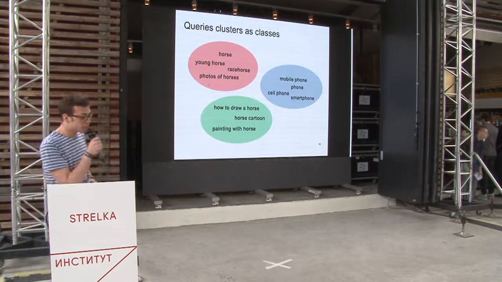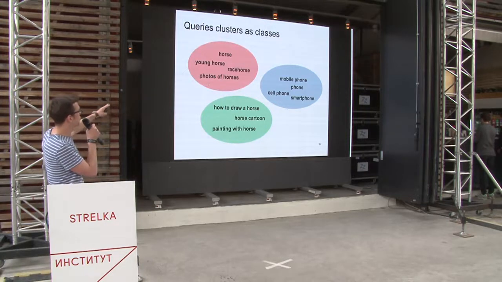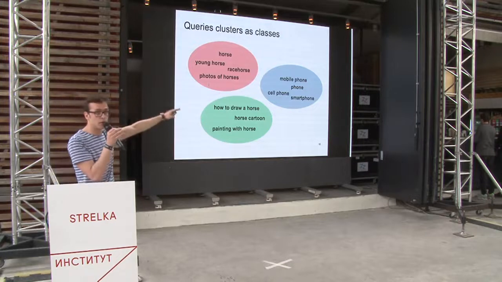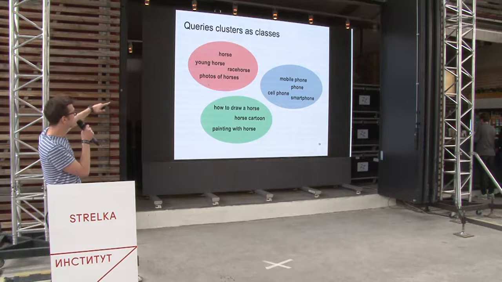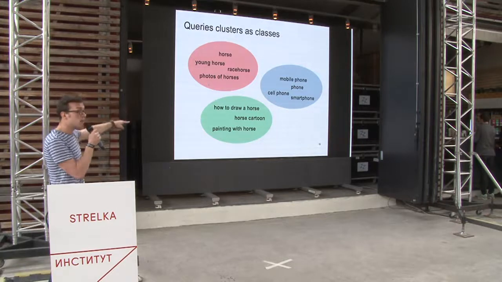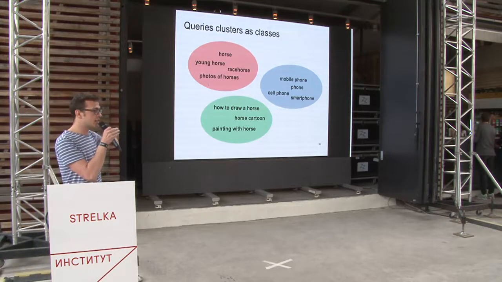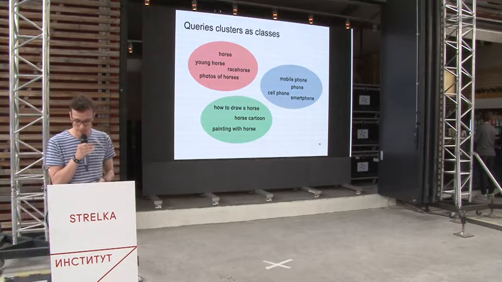Ideally, we would like to have clusters like this. In these clusters we can separate, for example, very far away classes like horse and mobile phone, but ideally we would like to separate even photos of a horse and a drawing of a horse, because these are very different visual concepts.